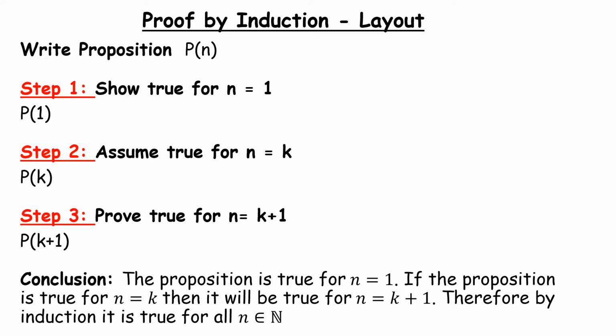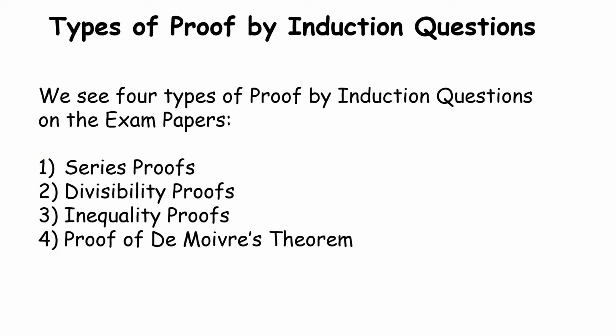There are going to be 4 types of proof by induction questions we're going to see on the paper. The first 3 are groupings of proofs. We won't know for sure what exactly they are going to ask us to prove, but the steps will be pretty much the same. They are series proofs, divisibility proofs, and inequality proofs. We then have the formal proof of de Moivre's theorem, which is a proof by induction. What's nice about the proof by induction for de Moivre is that there isn't as much learning off as we might see in the paper 2 theorems or the trigonometry proofs.